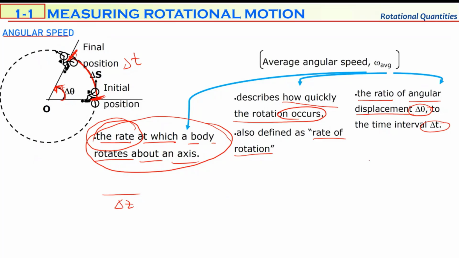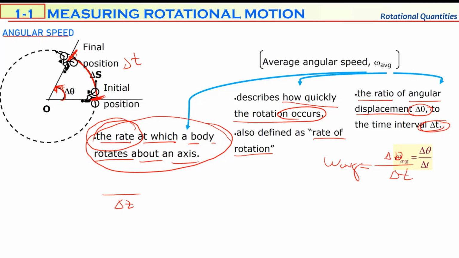When it says ratio, you are going to draw a line. Ratio of what? Delta theta to what? Delta t. So this defines average angular speed. Delta theta over delta t is the equation for calculating the average angular speed of an object which is turning on a circular path.